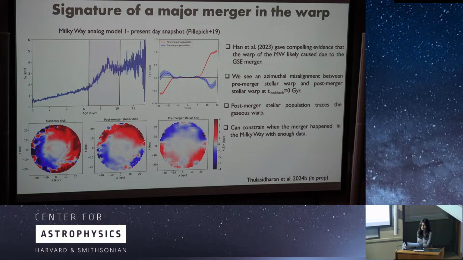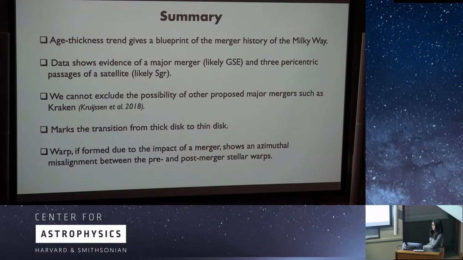This will give you another independent estimate of the GSE merger if the GSE merger caused the warp. So coming to summarize, we showed that the age thickness trend gives a blueprint of the major interactions the Milky Way has had in the past. The data shows evidence of a major merger, which is likely the GSE merger, and 3 pericentric passages of a satellite, likely the Sagittarius dwarf.